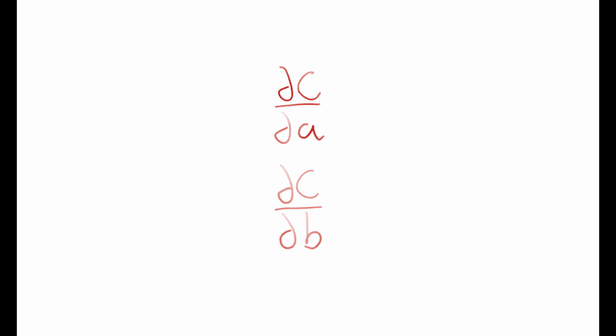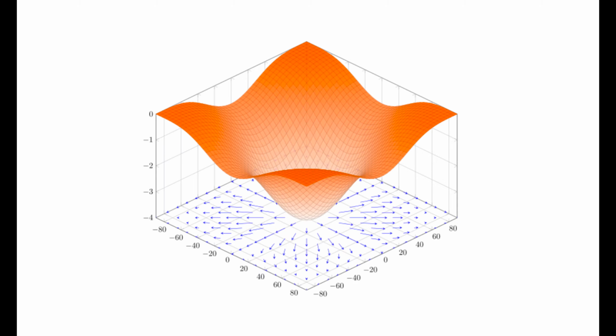Now, we can combine these partial derivatives into a single entity called the gradient vector. The gradient vector, denoted as nabla c, contains all the partial derivatives of c with respect to its variables. For our case, the gradient vector is as shown. The gradient vector tells you the direction of steepest ascent for the function at that point, a valuable property that we'll come back to in a bit.